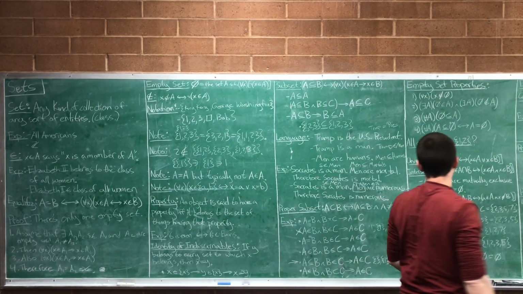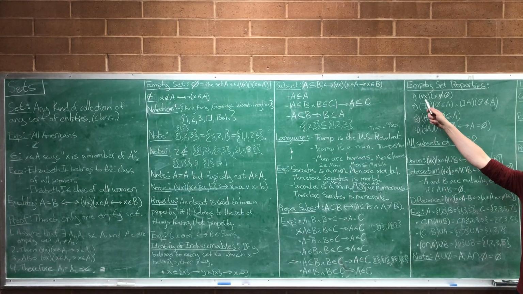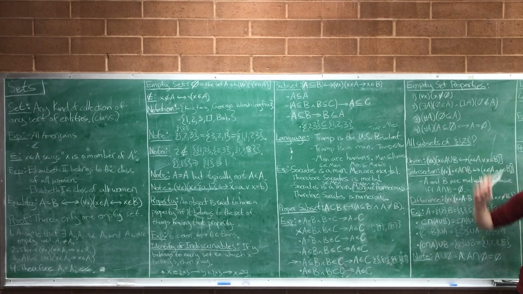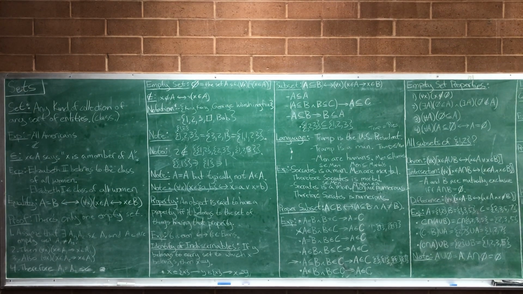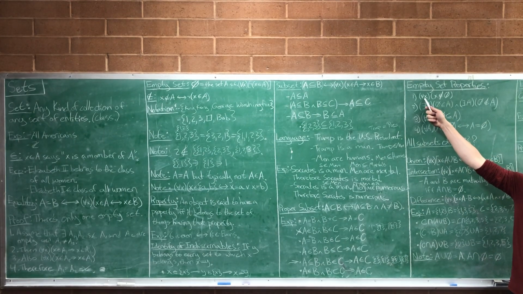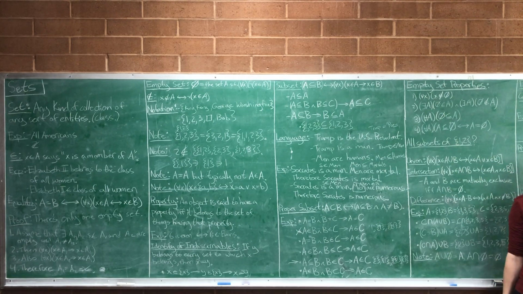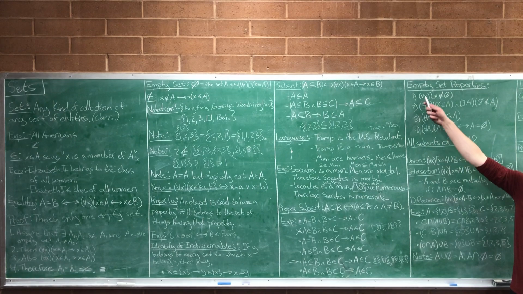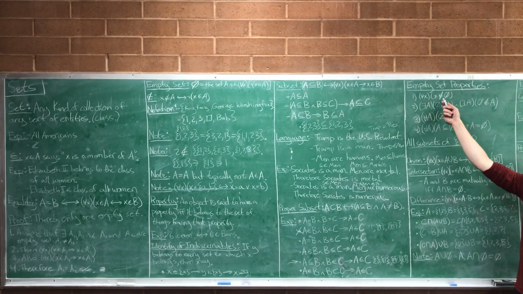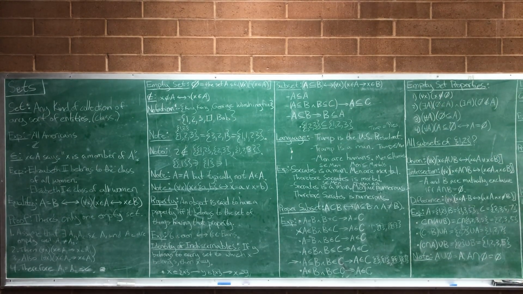So, some basic properties of the empty set. One, for all x, x is not in the empty set. That's what it means to be the empty set. Anything weird there? For all x, for everything in our domain, it's not in the empty set. For any object you pick, it's not in the empty set. Doesn't matter what x is, it is not in the empty set. Okay, that makes sense.